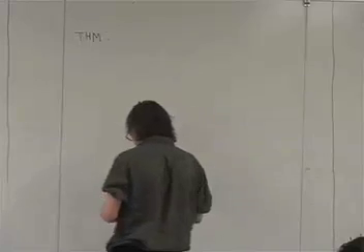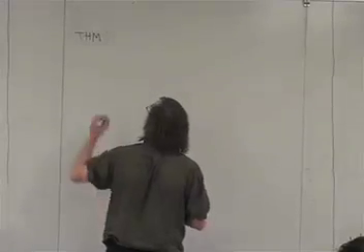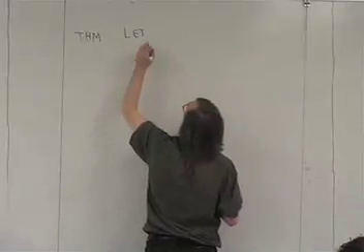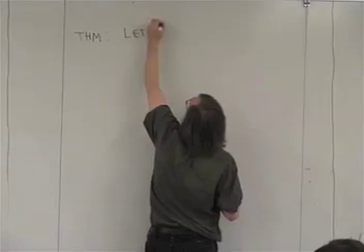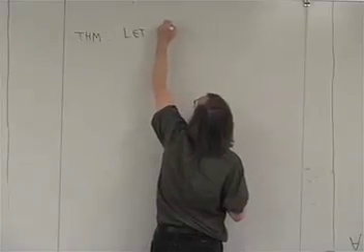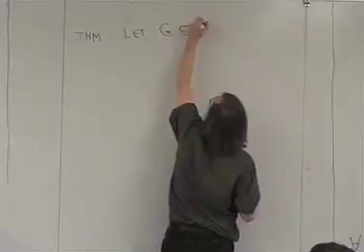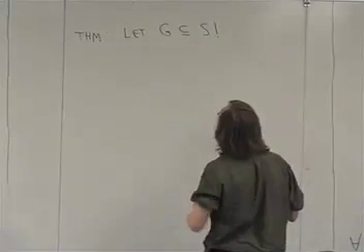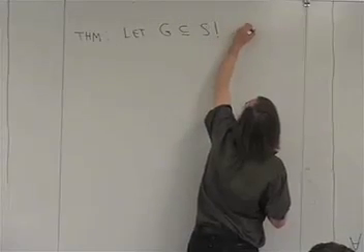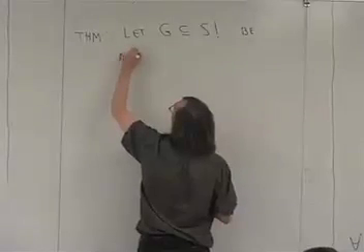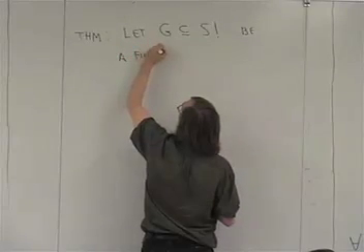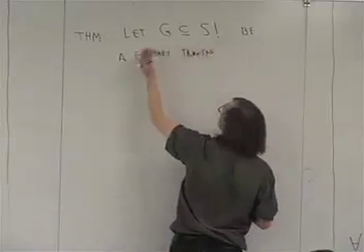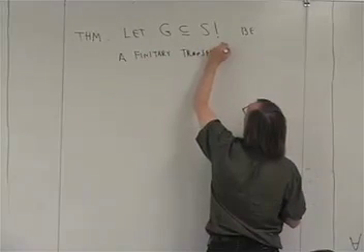Okay. So let G be a subgroup of S bang, a finite transformation group. Binary just means that both S and G are finite.